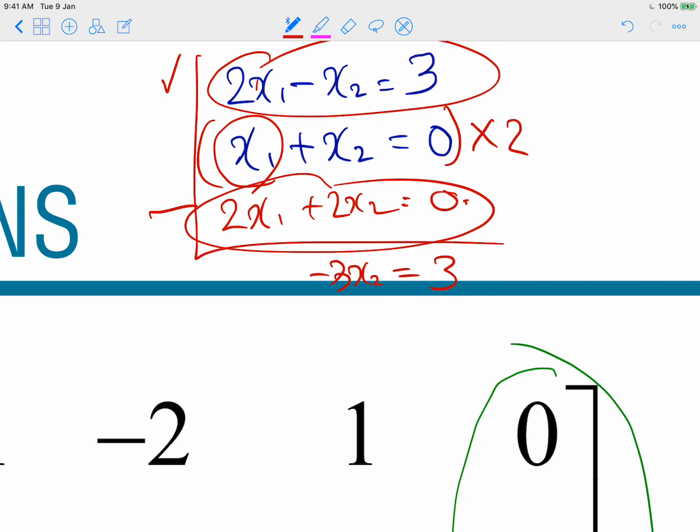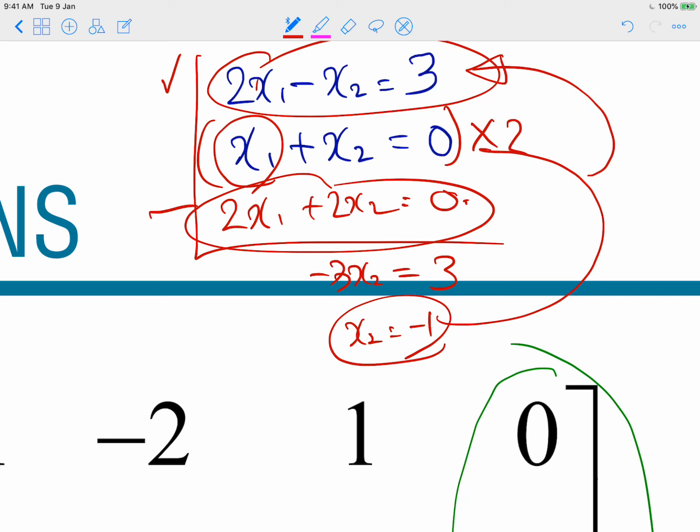Once we obtain x2 as negative 1, we can plug this into the previous equations to obtain the other remaining variables, right? So this is how to apply this 가감법. But how about this? Instead of multiplying the second equation by 2, how about multiplying the first equation by 1/2 and then subtracting it? That would be the same thing, right?